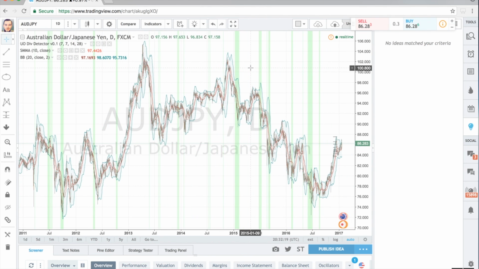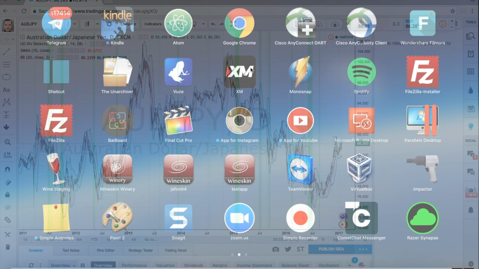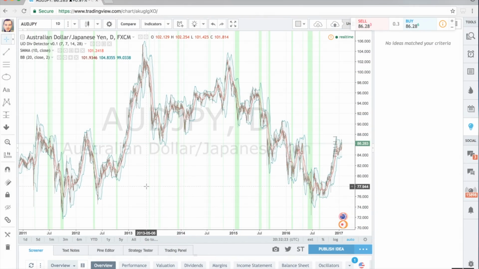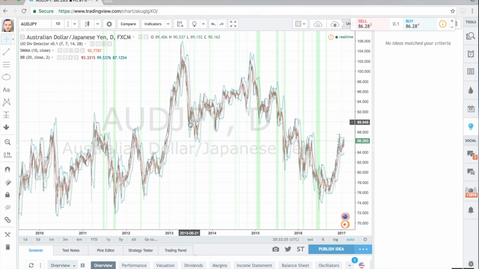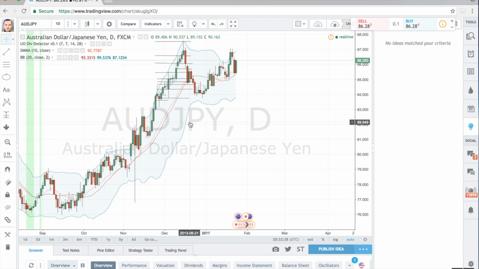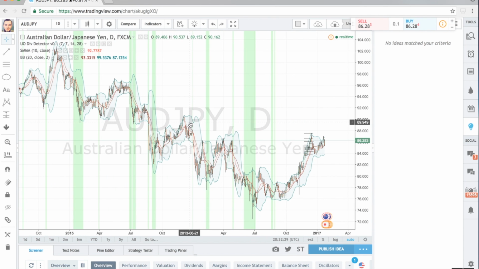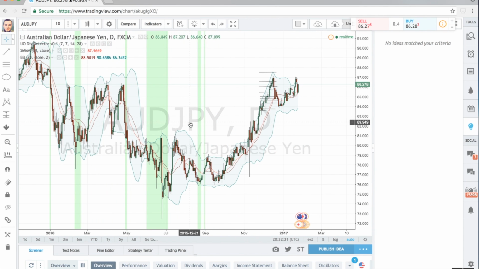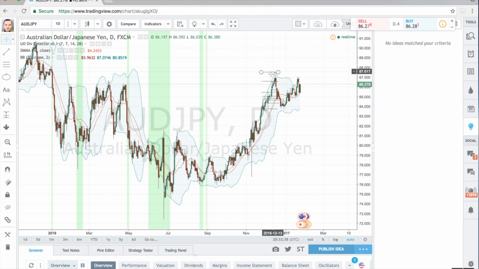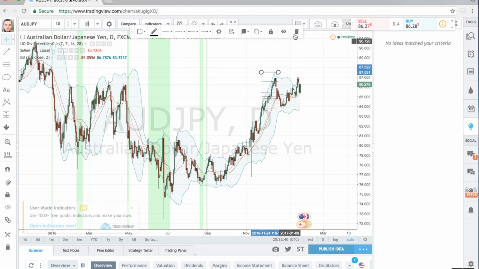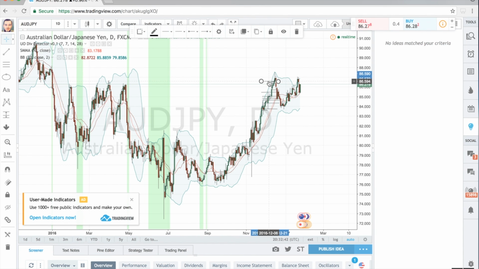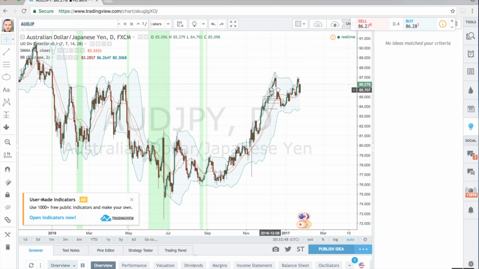Zoom in a little more. There we go. Like this. So this is the most relevant support and resistance.